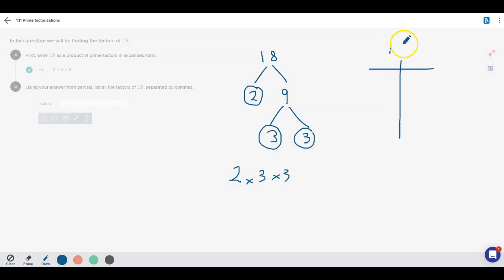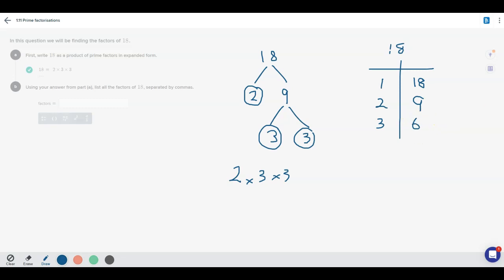So we've got 18 up the top. So 1 and 18, of course, are the first factors because you always have 1 and the number. 2 and 9 will be factors. Now is 3. So the question is, can we divide 18 by 3? Does that work? And of course it does. That is 6. So 3 and 6.